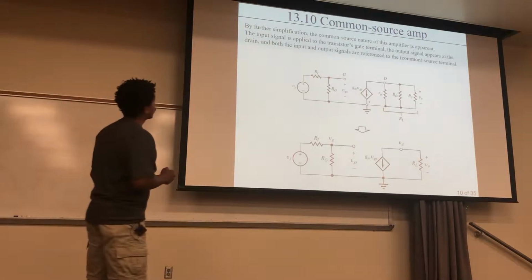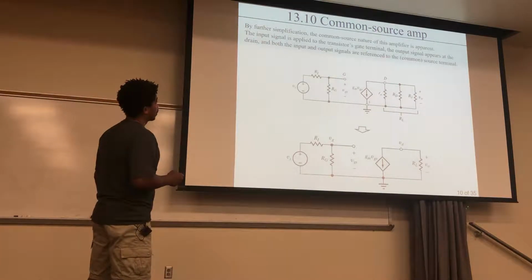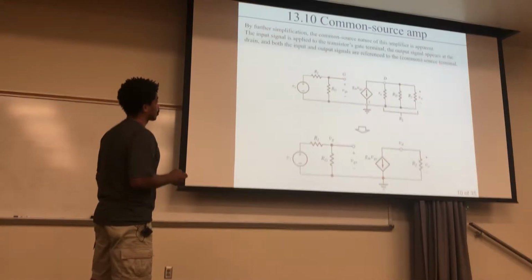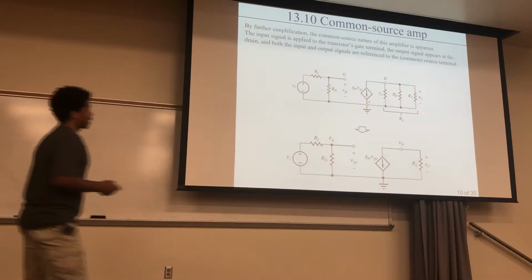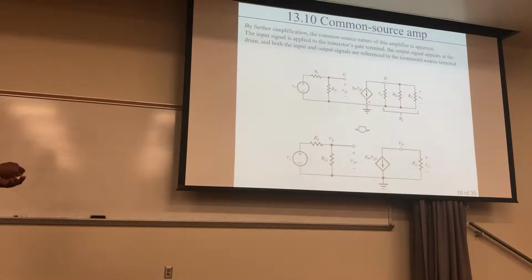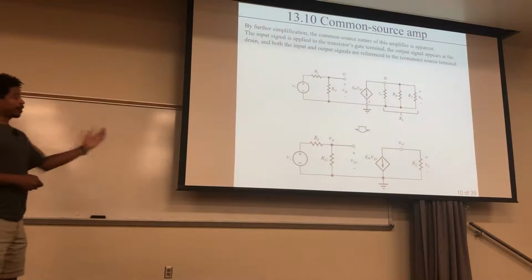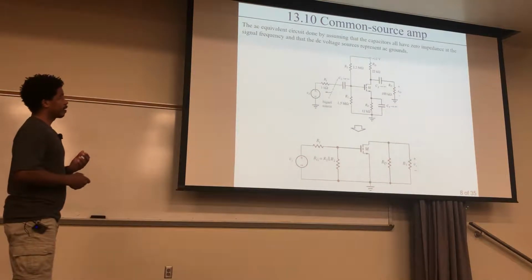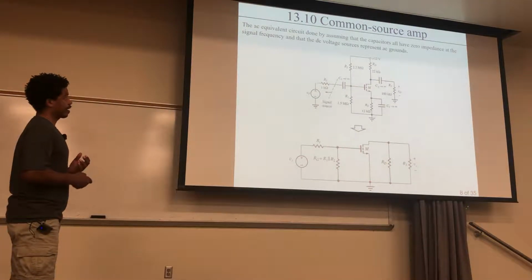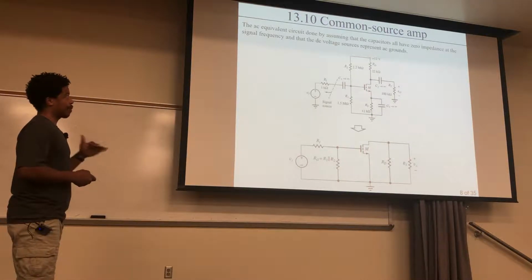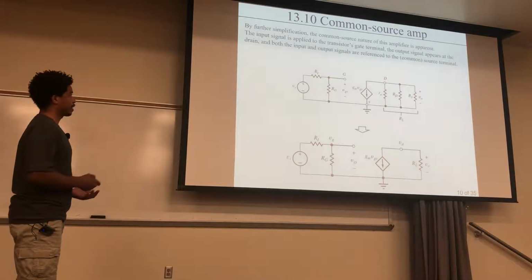So the input signal is applied to a transistor gate terminal. The output signal appears at the drain, and both the input and output signals are referenced to the common source terminal. Basically that just means that your input and output are all referenced to this common reference right here. You can see that back here, though it's hard to see, that your input and your output have a common reference, but here it is much easier to see.